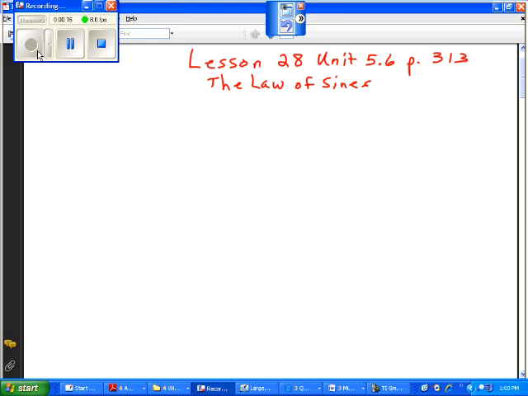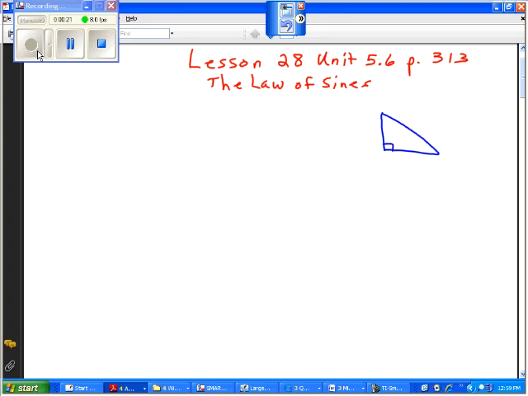Long ago in junior high, you learned that in a right triangle, the side across from the right angle is C. The sides that make the right angle are A and B, and we learned the Pythagorean theorem that said a squared plus b squared is equal to c squared. And so we began to solve right triangles.